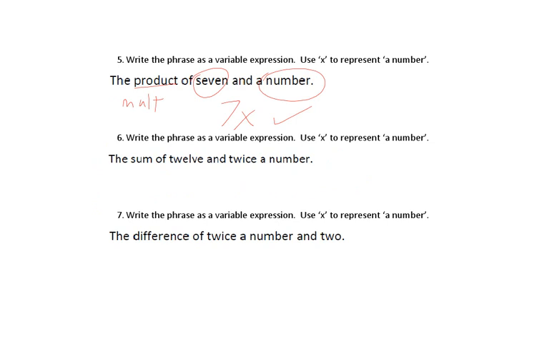Number 6 says the sum. The word sum means add. Well, what should we add? We should add 12. And then twice the number. Twice means 2x. That's it.